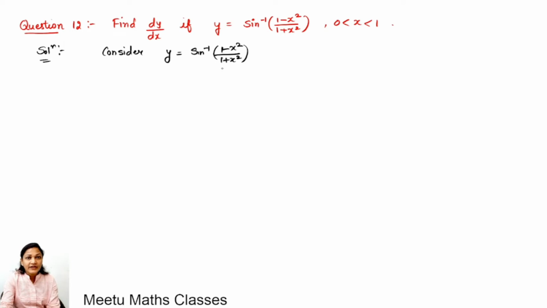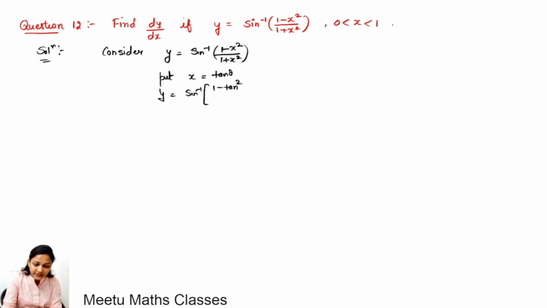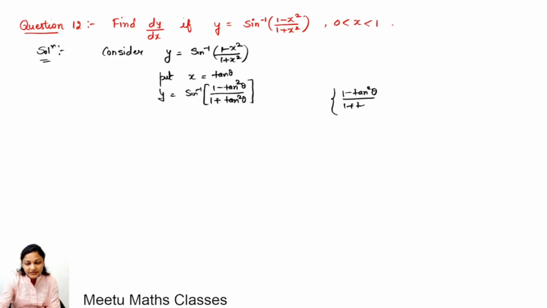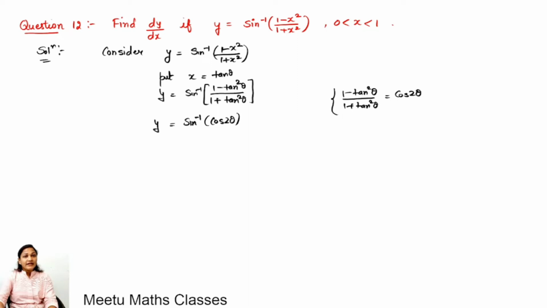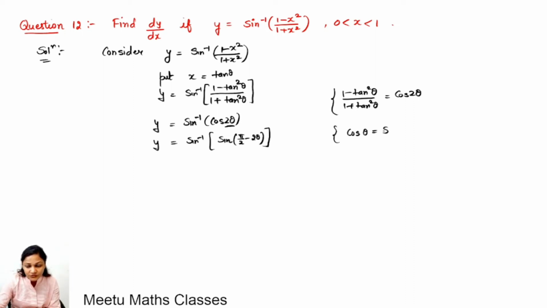Now, to simplify the inverse trigonometric function, we can substitute x is equals to tan theta. So, y will become sine inverse of 1 minus tan square theta upon 1 plus tan square theta. And we know that 1 minus tan square theta upon 1 plus tan square theta is equals to cos 2 theta. So we can replace this function with cos 2 theta. Now to get sine inside the sine inverse, we can use the complementary angle. Sine inverse of cos 2 theta can be written as sine inverse of sine of pi by 2 minus 2 theta. Here we used cos theta is equals to sine 90 minus theta.